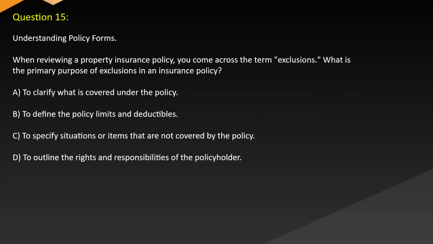Question 15. Understanding policy forms. When reviewing a property insurance policy, you come across the term exclusions. But what is the primary purpose of exclusions in an insurance policy? A. To clarify what is covered under the policy. B. To define the policy limits and deductibles. C. To specify situations or items that are not covered by the policy. D. To outline the rights and responsibilities of the policyholder.